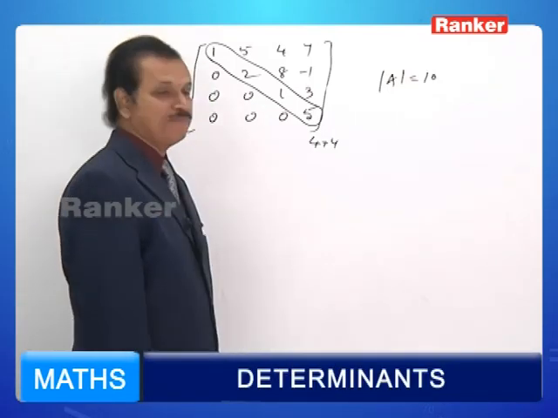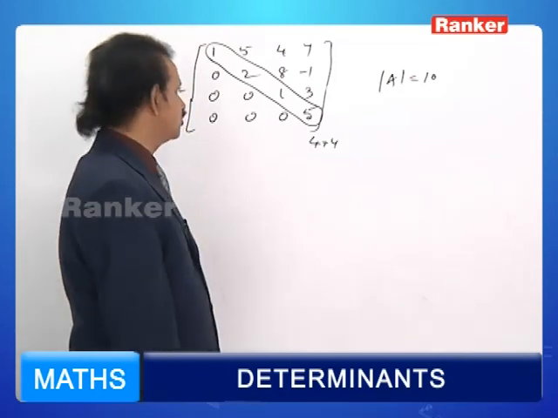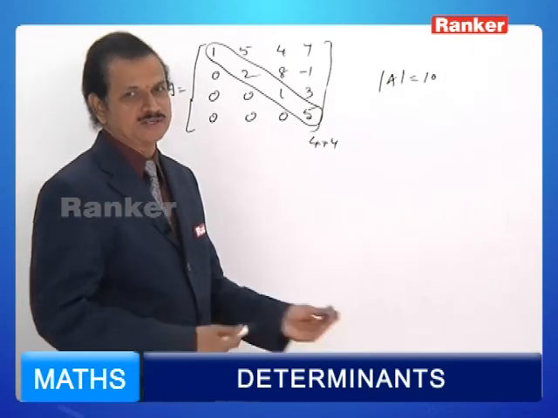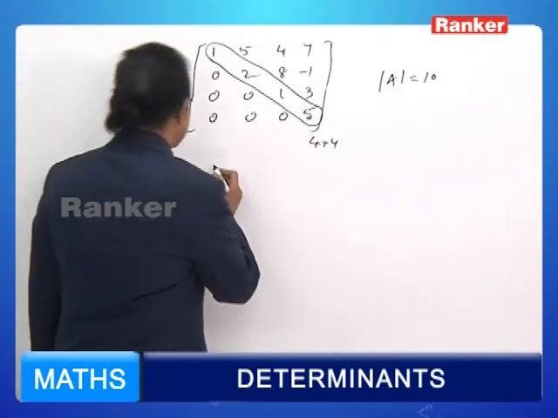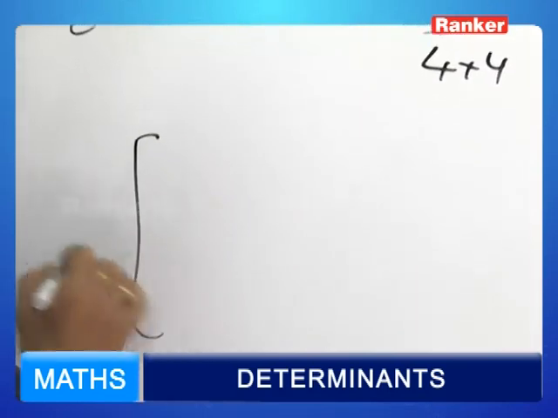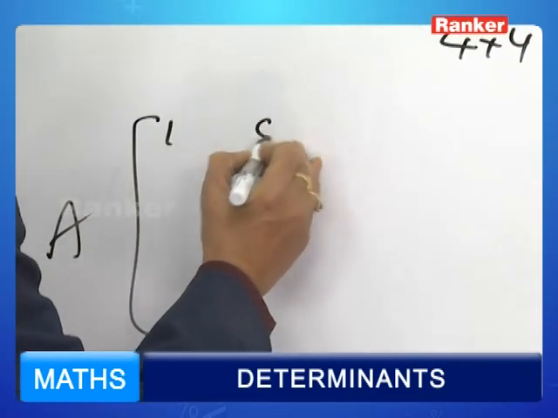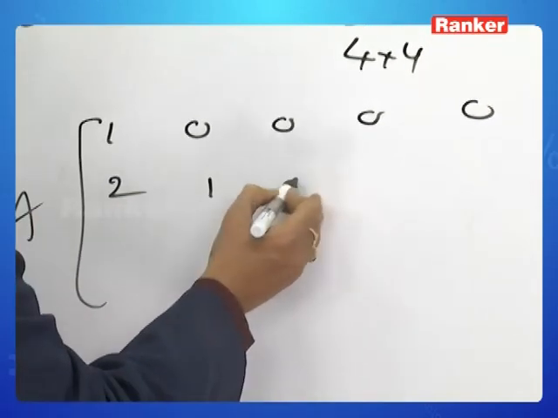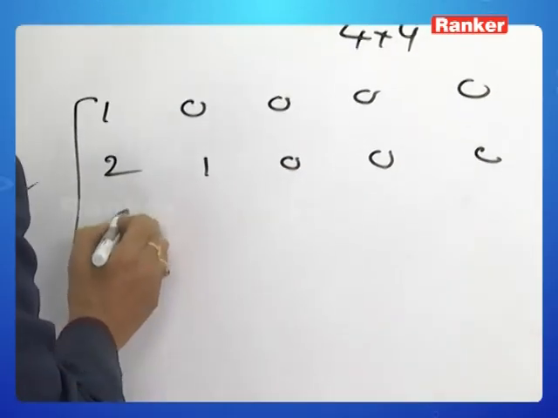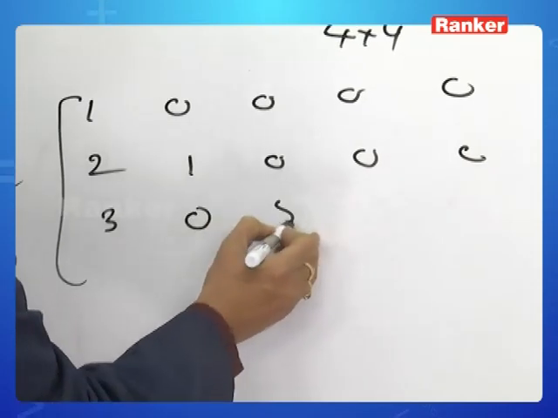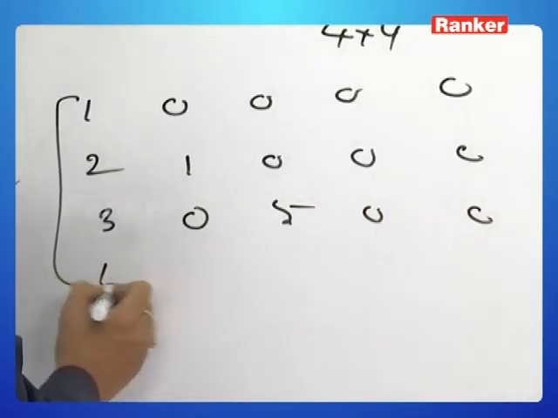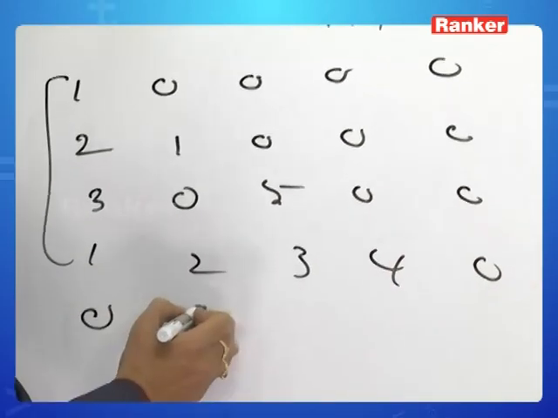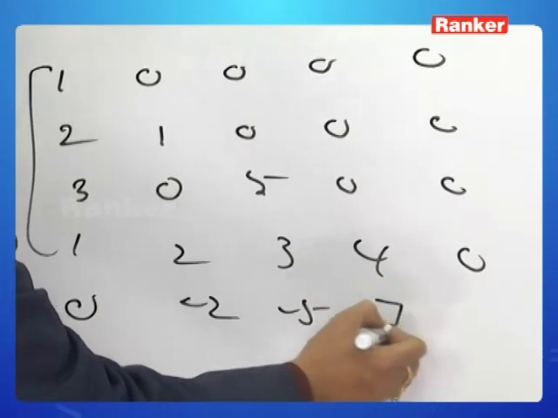Therefore, if at all there is an upper triangular matrix, the value of the determinant is just the product of the diagonal elements. Just like that, suppose A is equal to, you observe this: 1, 0, 0, 0, 0, 2, 1, 0, 0, 0, 3, 0, 5, 0, 0, 1, 2, 3, 4, 0, 0, minus 2, minus 5, 7, 1.